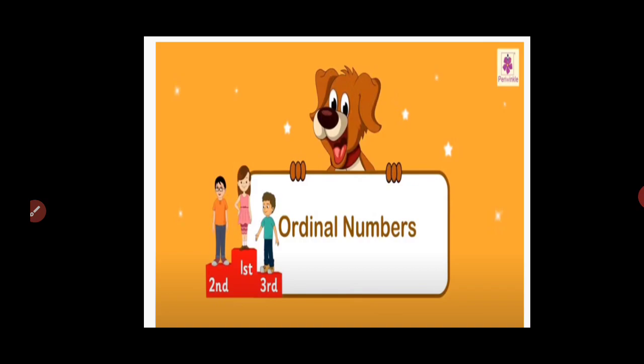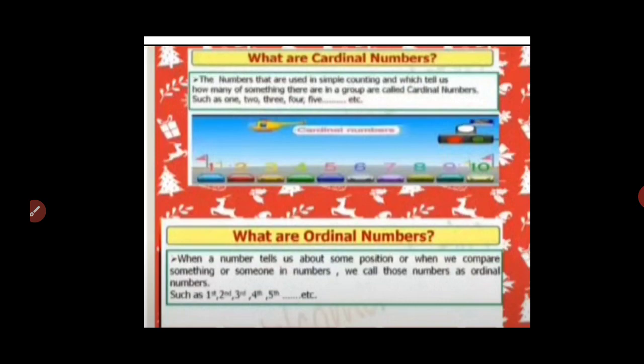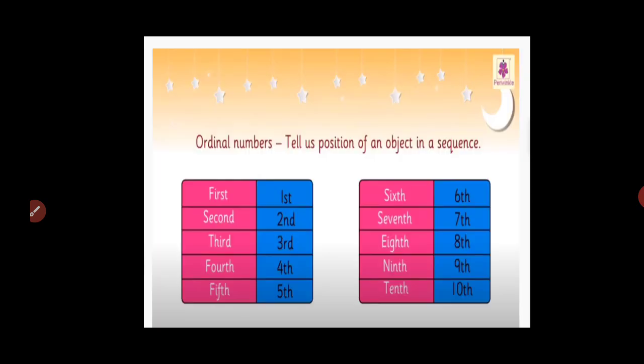Children, in our previous session, we discussed ordinal numbers, right? Today, let's continue with the same, but let's quickly recap. What are cardinal numbers? The numbers we use in simple counting, which tell us how many of something are there in a group. For example, 1, 2, 3. These are called cardinal numbers. And what are ordinal numbers? They tell us about some position, or when we compare one thing with the other, we usually use ordinal numbers. So an ordinal number tells us the position of an object in a sequence.